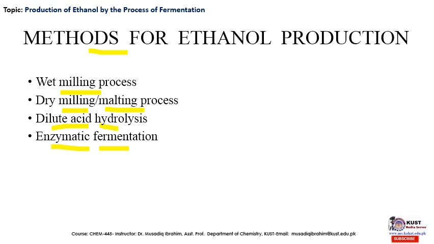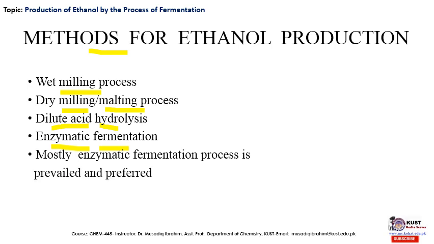So all these processes are types of fermentation, but they differ either in using the batch mode or the continuous mode or the fed batch mode. So that is why they have different types of yields as a result of the final product. Now the enzymatic fermentation process prevails in the biochemical industries, and it is also preferred.